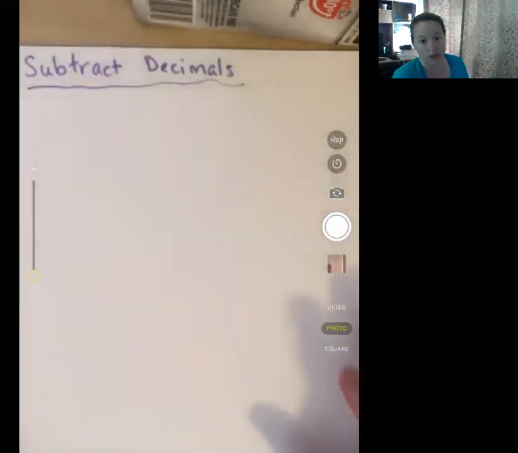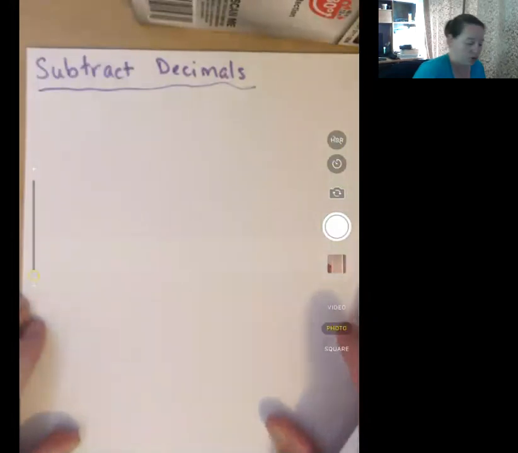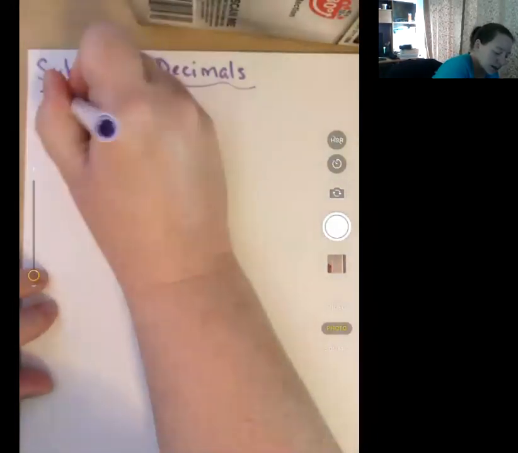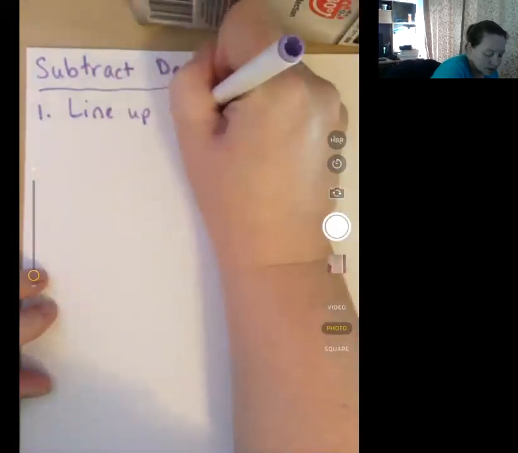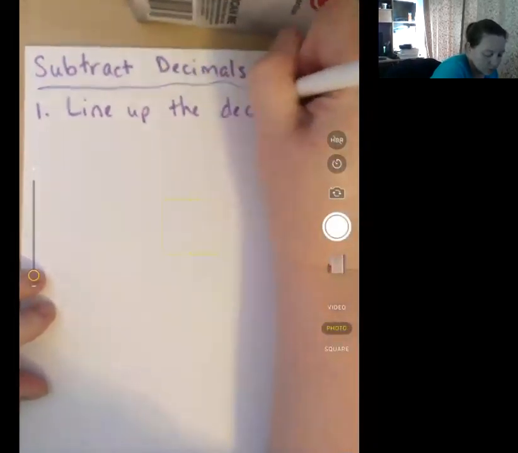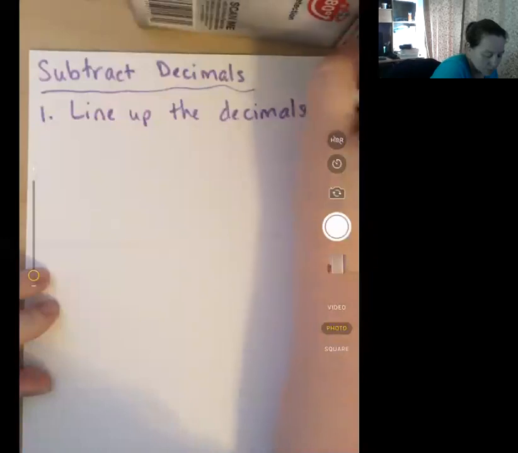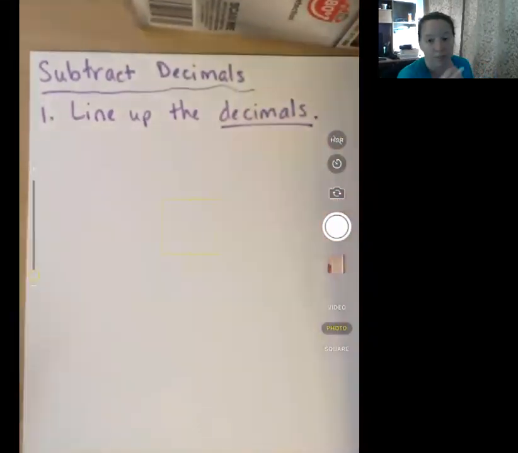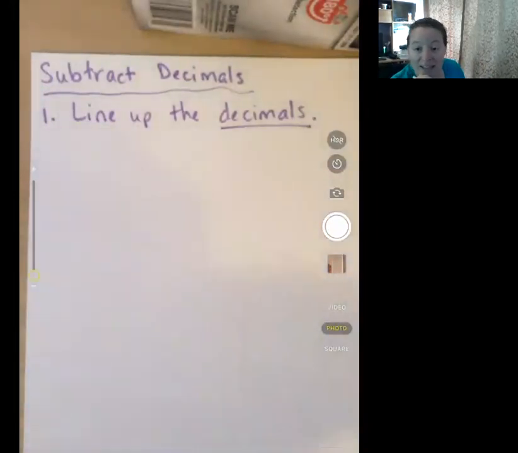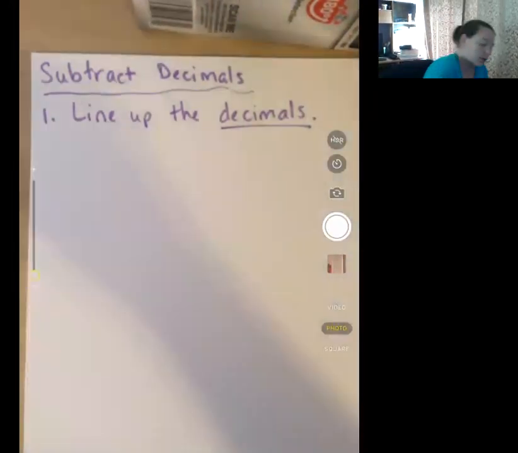First thing you need to do if you're going to subtract decimals, number one, line up the decimals. You cannot move around the decimals. The decimals have to be in line. It goes straight down all the way through.